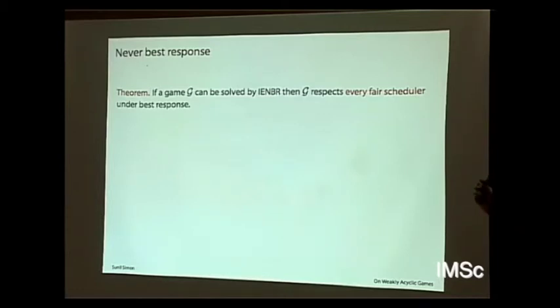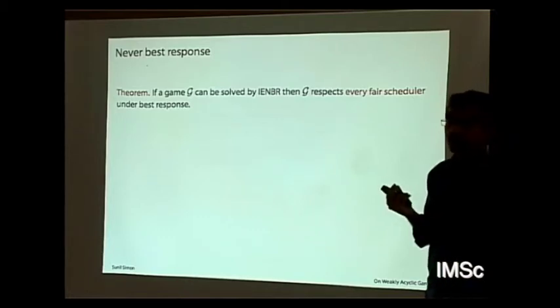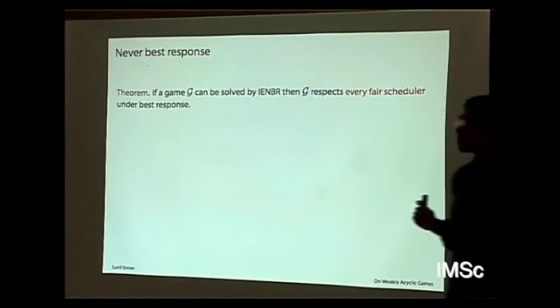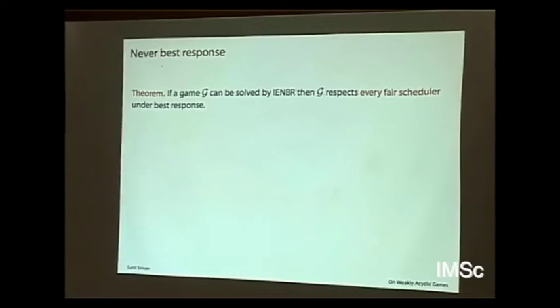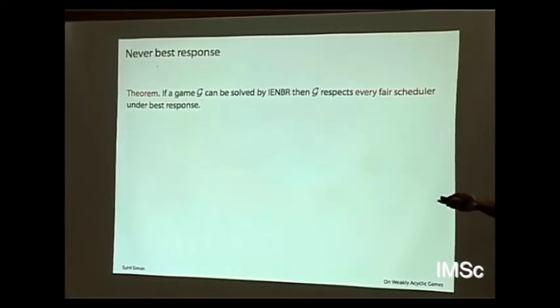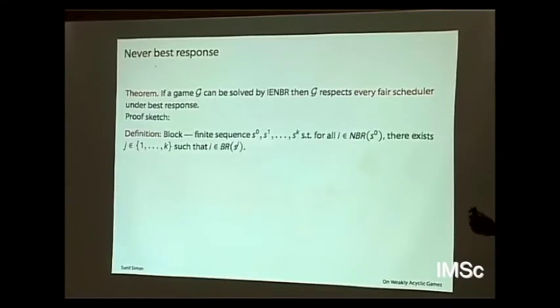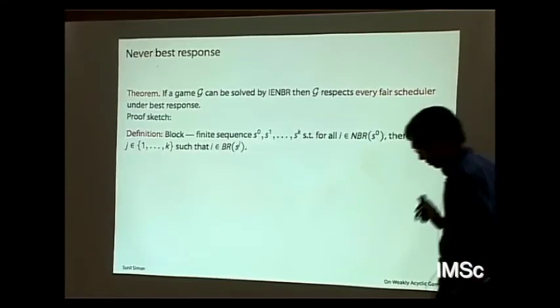What is fair? Fairness essentially means that if a player is not happy, then you eventually schedule it, or it becomes happy because of the actions of the other players. So there's no starvation in terms of a player not being happy, not playing his best response. Okay, so there are some technicalities in this result, but the basic proof idea is very simple. So let me try to explain that. The proof goes as follows.